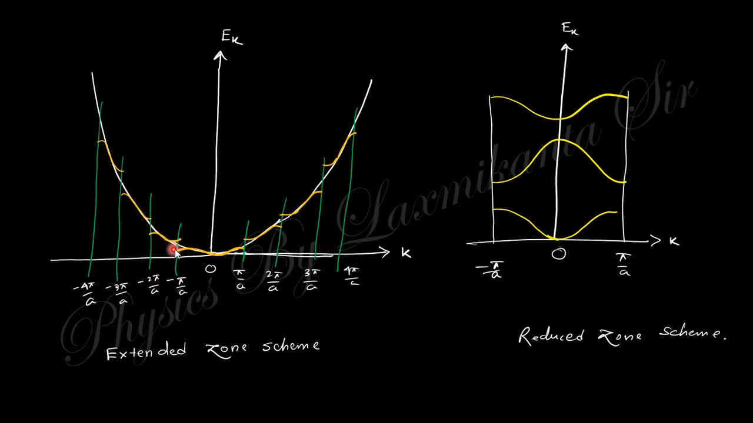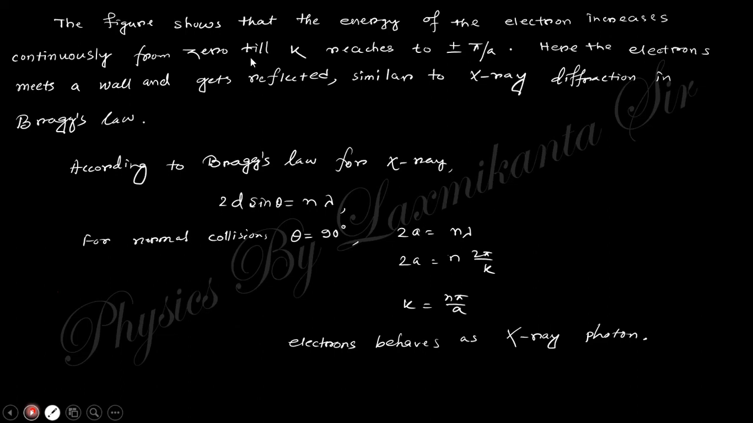I just say that this portion and this portion just flip, and you will obtain this curve. Okay, this and this portion are flipped two times, and you will obtain this. So all of these are reduced into a single Brillouin zone. That's why this is called the reduced zone scheme. Okay, and from the figure, according to Bragg's law, you will obtain this relation.